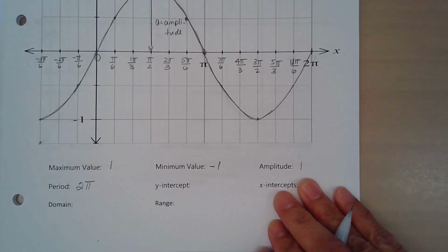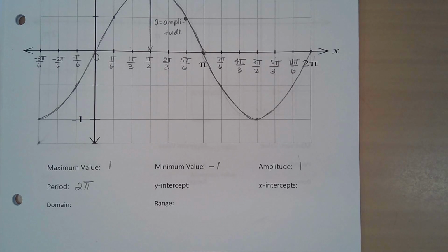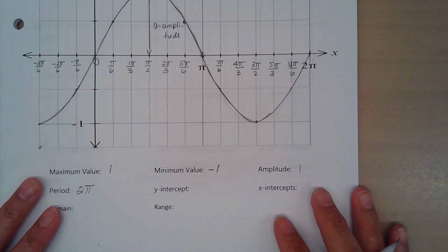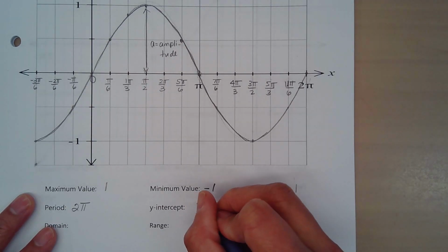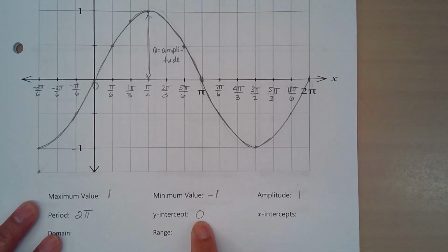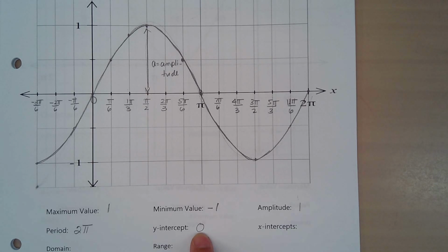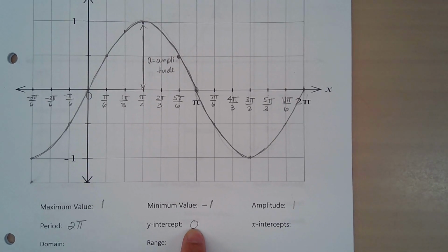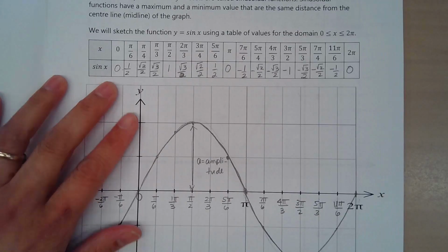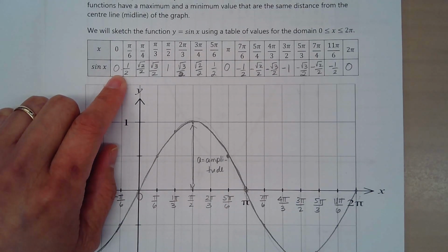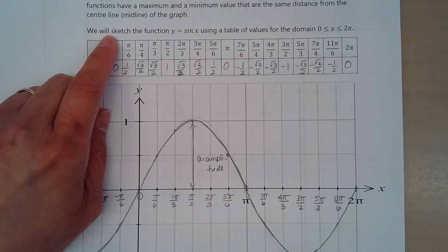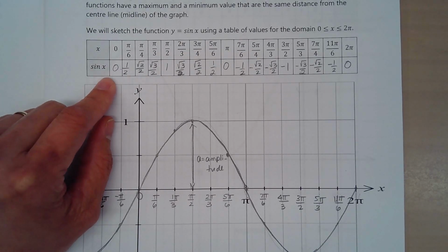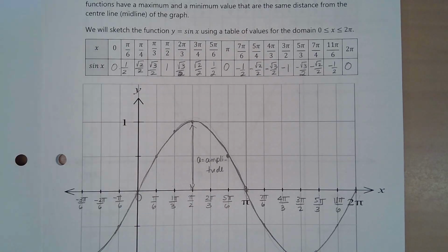Okay. What about the y-intercept? What's the y-intercept? 0. Okay. In this case, when we talked about y-intercept, it is where the x is 0. Here, this is the only time the x is 0. Right? When x is 0, what is the sine of 0? 0.